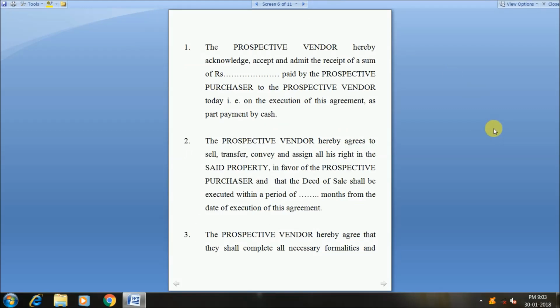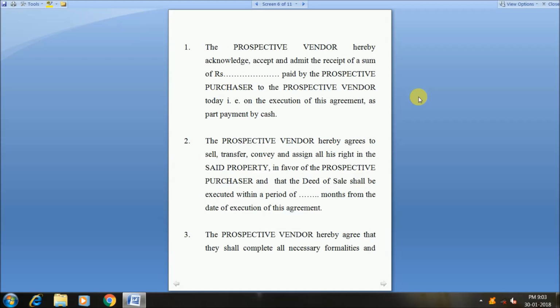Now these are the covenants. I'll just read out a few. The prospective vendor hereby acknowledges, accepts, admits the receipt of the sum of rupees so and so paid by the prospective purchaser to the prospective vendor today, that is, on the execution of this agreement, as part payment by cash. That is, if in the event any part payment is made, then it is required to be stated specifically, and the receipt of that amount is required to be specifically acknowledged by the opposite party as well, so that there is no confusion subsequently.